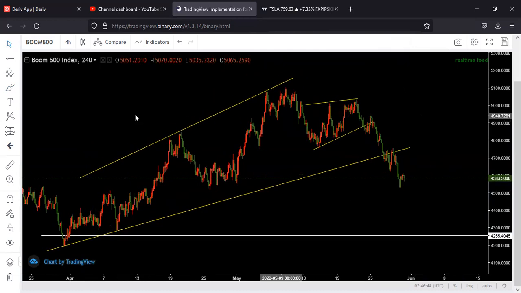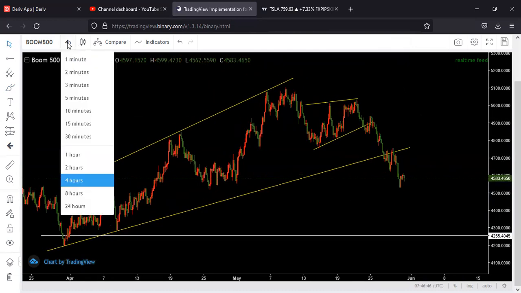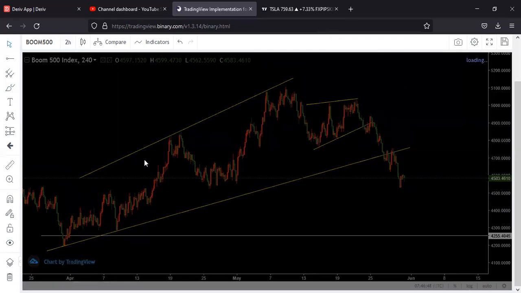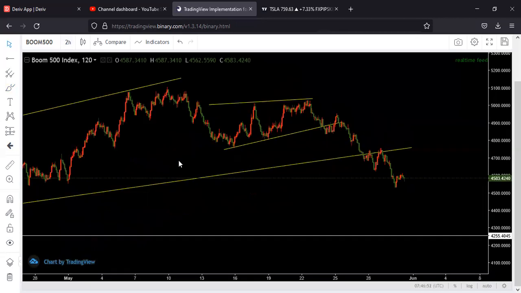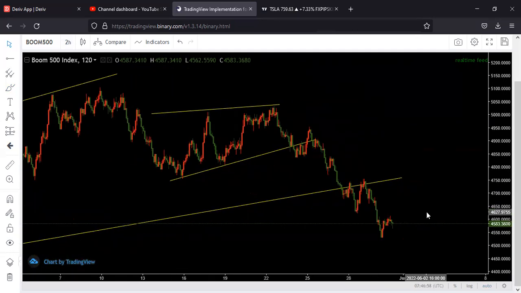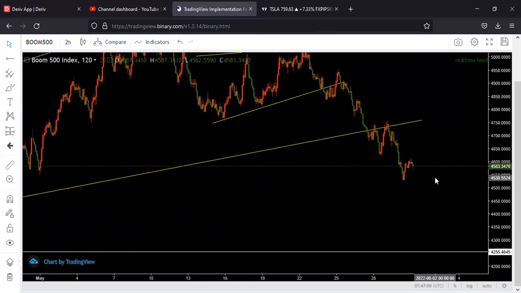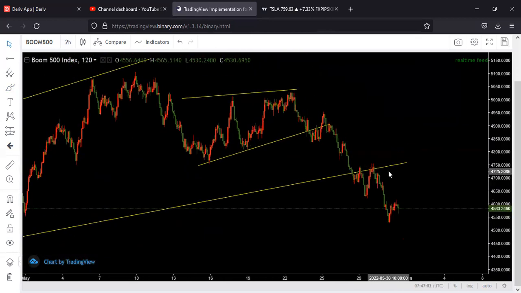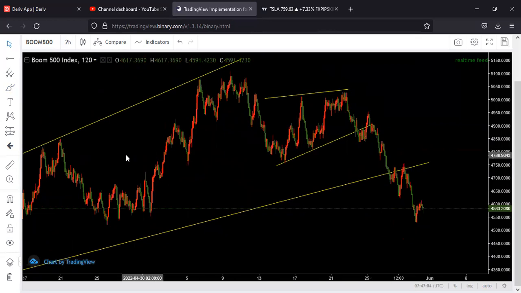Okay, let us see, guys. Let us go on H2. As long as we are going to a lower time frame, you can see that you're having a clear picture, a good picture. So now what are we going to do? We are going to deal with the current price. Forget about the past price, we are looking for the current price, guys.